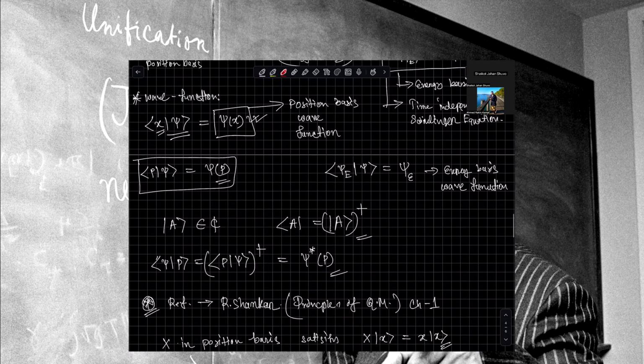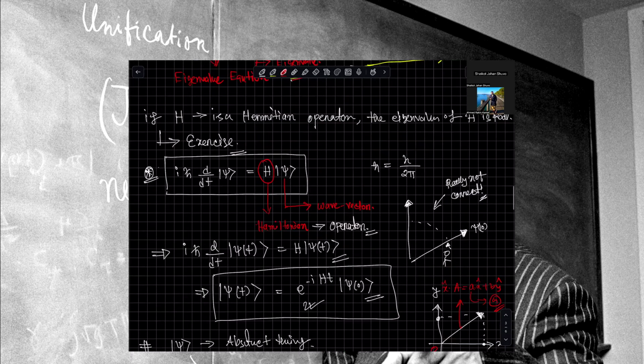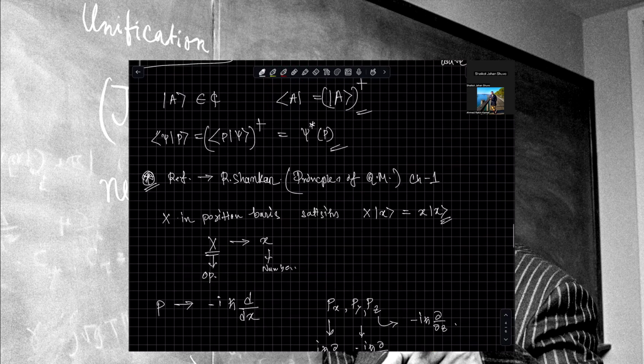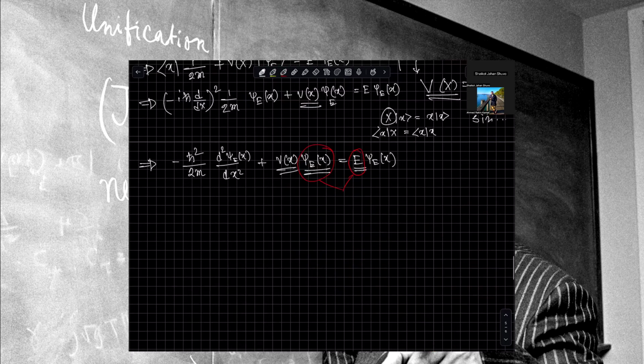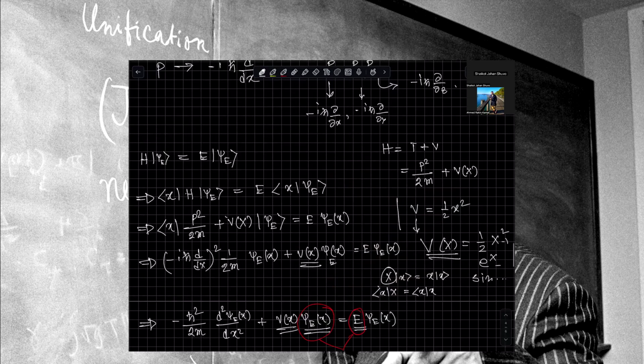Now, what about this time-dependent part? You can do the same thing over here as well. You can go for the position basis representation, the momentum basis representation, or the energy basis. It's up to you.